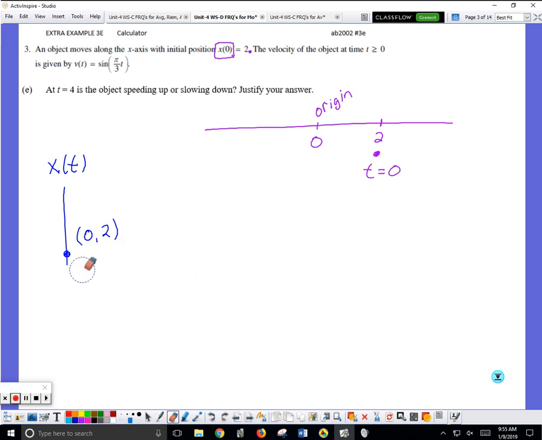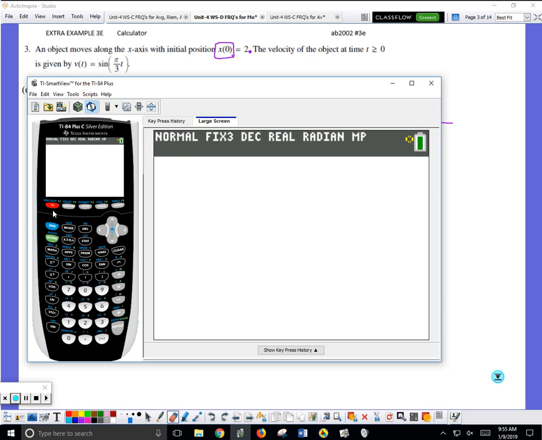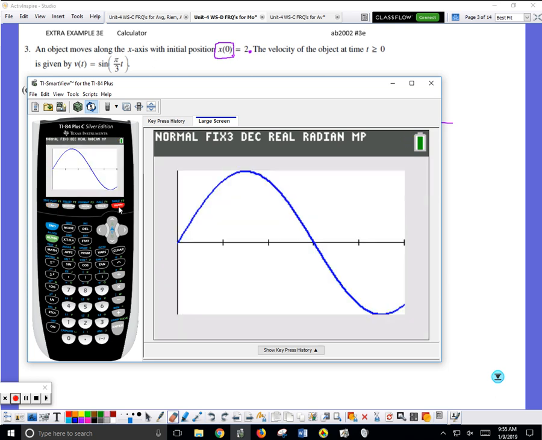Okay, next thing. Question says at time equal 4. So right now we just have information about time equals 0. Oh, they give us the formula for the velocity as well. At time equal 4 is the object speeding up or slowing down? Justify your answer. We get to use our calculator, so we want to get a picture of the velocity. So grab your calculator. You should get that picture. Stop me if you can't get that picture.